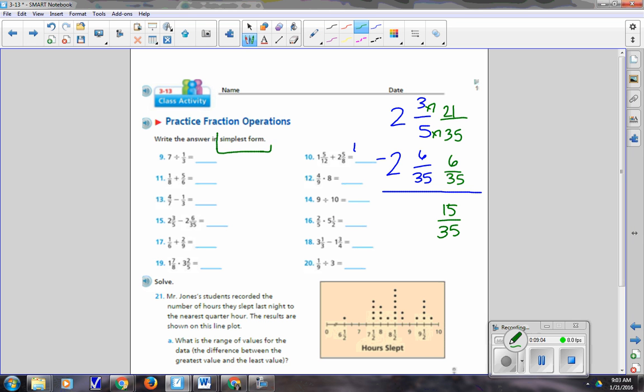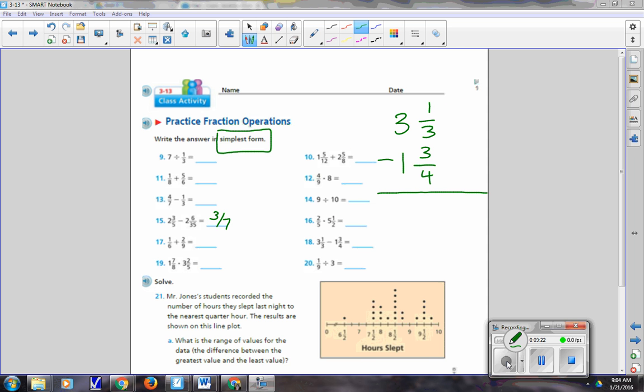The words here in the directions say simplest form, so we need to break this down. So I'm going to divide by 5. 3/7 is your answer.